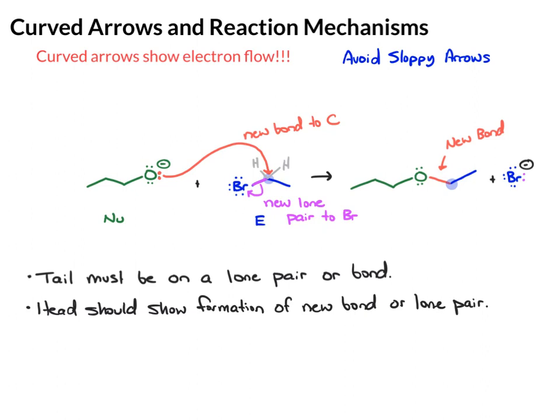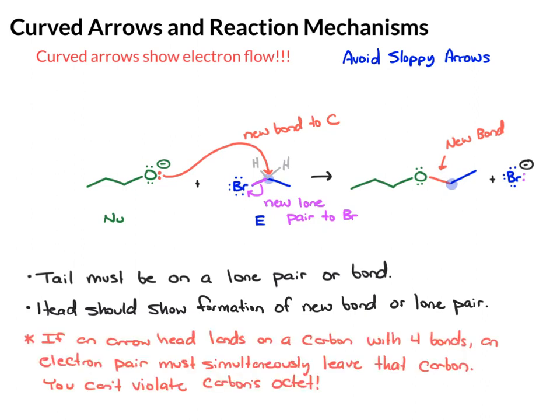The final thing is with carbon and octets. So like we saw up here, carbon can't have more than 4 bonds. So if an arrow lands on this carbon, electrons must also leave that carbon. You can't violate its octet. And that's what we see right here. So if an arrowhead lands on a carbon with 4 bonds, an electron pair must simultaneously leave that carbon because you can't violate carbon's octet. Carbon can't have 5 bonds.